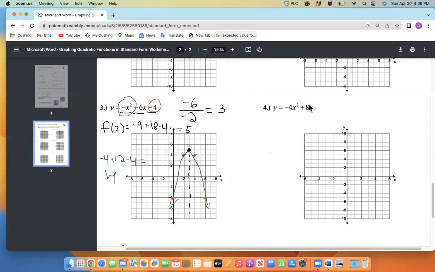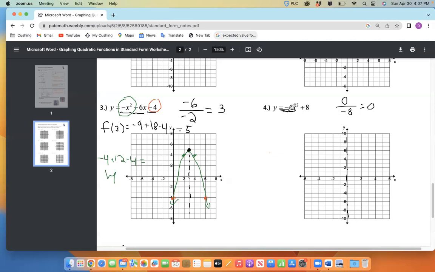So this is also in standard form. There's just no x term. So a is -4. b is missing. b is 0. So the numerator is going to be 0. And then c is 8. So it's negative b over 2a. So it's 0 over, it doesn't really matter what it is, but it's -8. Doesn't matter because it's going to come out to 0. So what that means is that the axis of symmetry is here, where x equals 0. So the axis of symmetry is the y-axis for this particular graph.